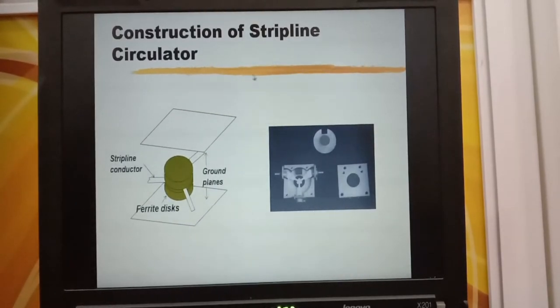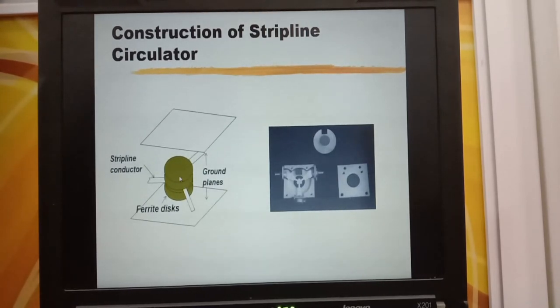A circulator behaves with non-reciprocal behavior because of the use of ferrite in its construction. As we know, ferrite is a magnetic material. So in the construction of a circulator, we have a T-junction or Y-junction of a straight line strip.